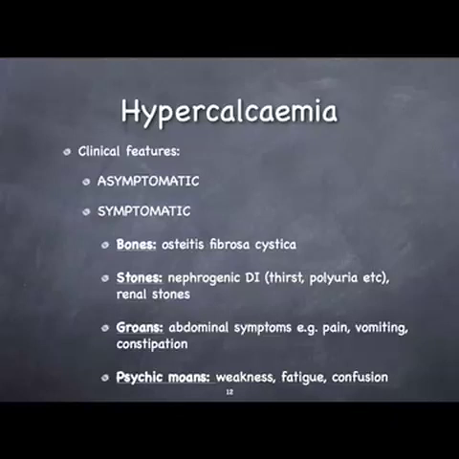Stones refers to the presence of kidney stones in association with a high calcium. However, thirst and polyuria due to a nephrogenic diabetes insipidus induced by the high calcium levels often presents first. Groans refers to abdominal symptoms such as pain, nausea, vomiting, and constipation, and psychic moans refers to a general weakness and fatigue, often with altered mental state.